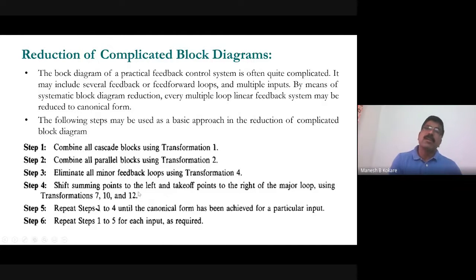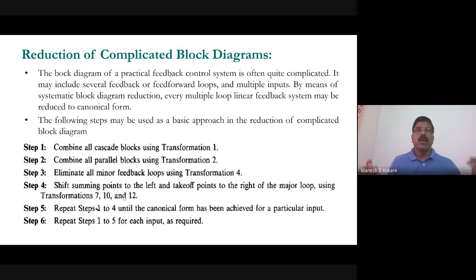And then after that, if nothing is there, and you'd like to reduce into a simple single block, then you have to change the takeoff point position either ahead or beyond, or the summing point either ahead or beyond. So you have to repeat all those rules and simplify that block diagram into a single block. But in the beginning, you have to look for the cascade blocks, then the parallel blocks, then the loops, then takeoff point shifting either ahead or beyond, then summing point shifting either ahead or beyond, and so on.